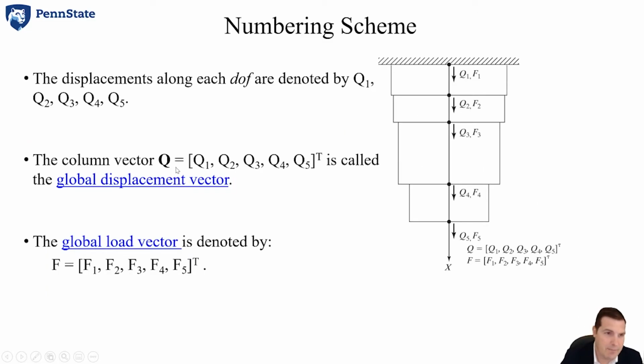Now, the numbering scheme. This is pretty interesting too. We're now introducing these variables, displacements, each degree of freedom denoted by Q1, Q2, Q3, Q4, and Q5. So there is an x coordinate.